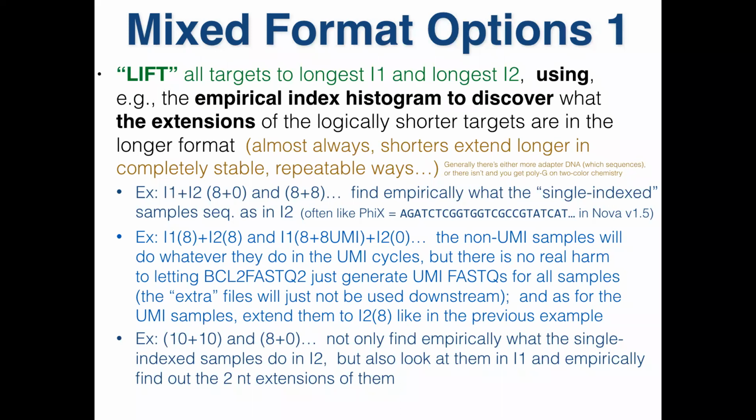You can also, I suppose, take the 10 guys and just throw away the 9th and 10th base. That's a stupid way. Obviously, the fewer bases you use to make the decision, the more likely it is that samples collide. Why would you do that, right? You want to lift the shorter guys up to the longer level. So that's the idea, and in pretty much all situations like this it's not really a big deal. So you may have single index libraries mixed with dual index guys. You don't know what the I2 is for the single guy? Just go look in the empirical histogram.